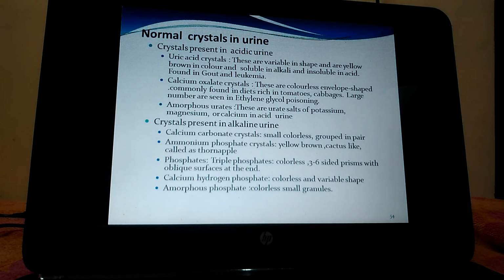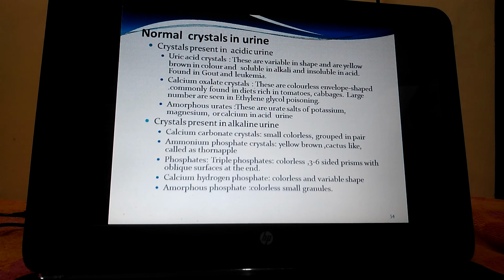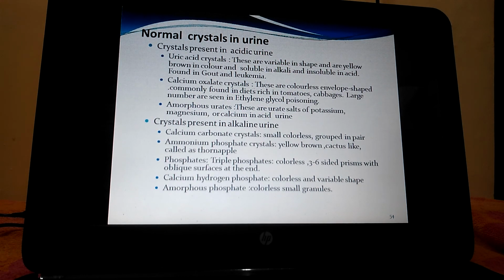Crystals in urine. Normal crystals in urine are crystals present in acidic urine. Uric acid crystals, these are variable in shape and are yellow-brown in color and soluble in alkali and insoluble in acid, found in gout and leukemia. Calcium oxalate crystals, these are colorless, envelope-shaped, commonly found in diets rich in tomatoes, cabbage. Large numbers are seen in ethylene glycol poisoning. Amorphous urates, these are urate salts of potassium, magnesium, or calcium in acidic urine.